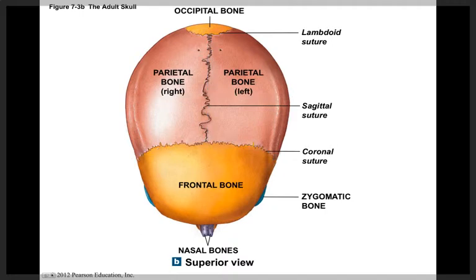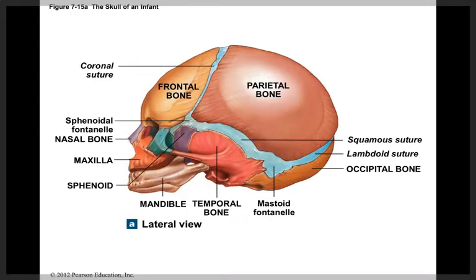Now these sutures are not there at birth. At birth, the cranial bones are connected by areas of fibrous connective tissue. These connections are flexible and the skull can be distorted without damage. So when the baby is going through the birthing process, the parietal bone and the frontal bone may overlap slightly, and after coming through the birth canal will then be able to go back to their original position.